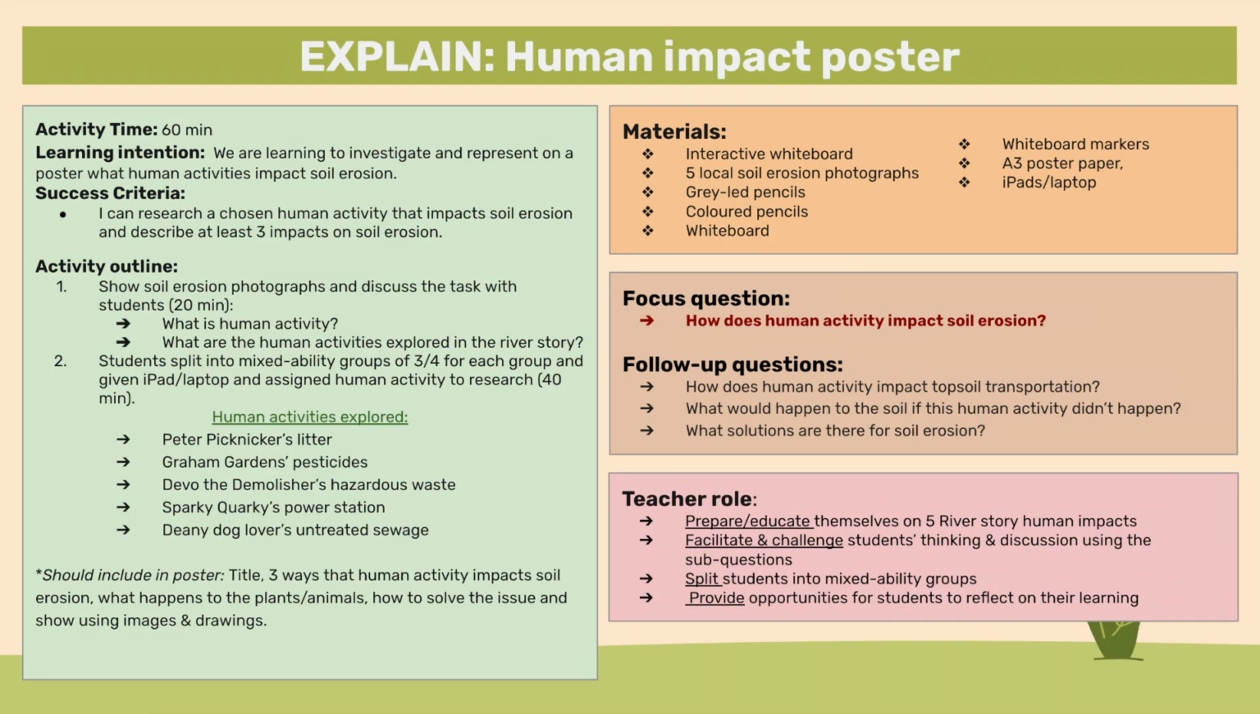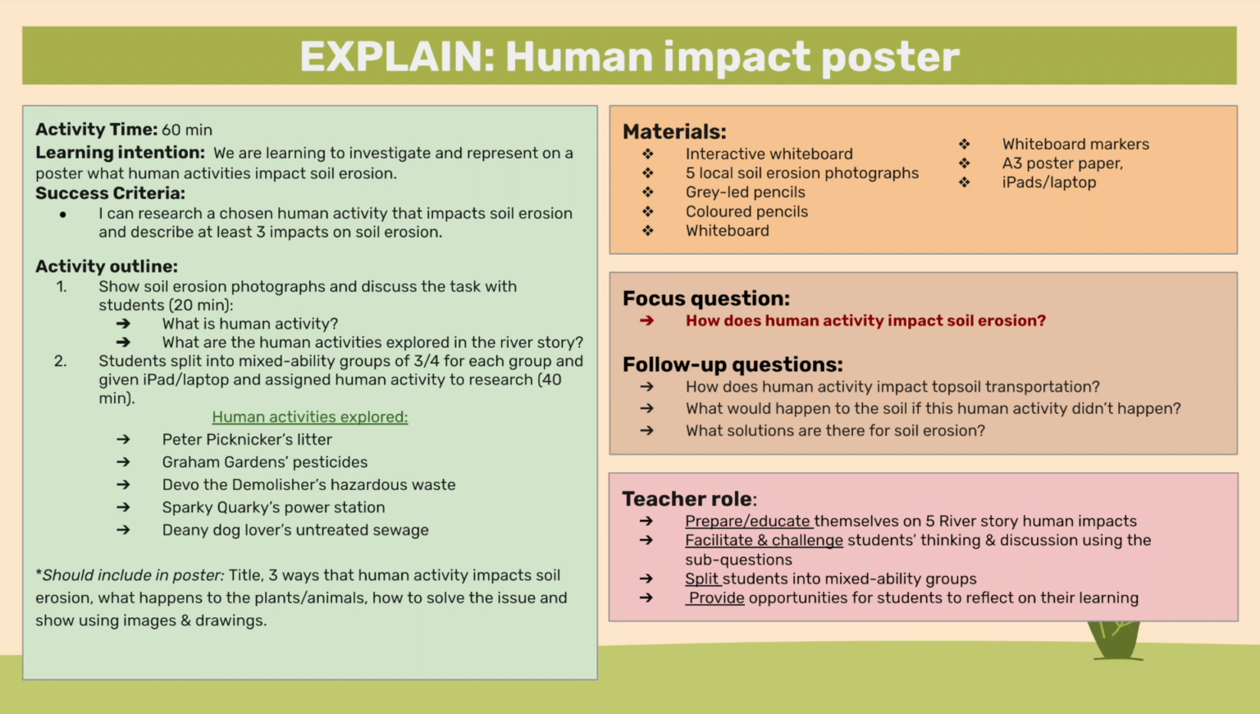For our Explain activity, we're learning to investigate and represent on a poster what human activities impact soil erosion. It will take roughly 60 minutes, and the teacher will firstly show 5 local photographs related to the river story shown on the screen and discuss with the children and write on the whiteboard how it impacts soil erosion. Students are then split into groups of 3 and 4 and assigned a human activity that impacts soil erosion to research from the above list, and given an iPad or laptop and an A3 poster for each group to decorate and brainstorm.